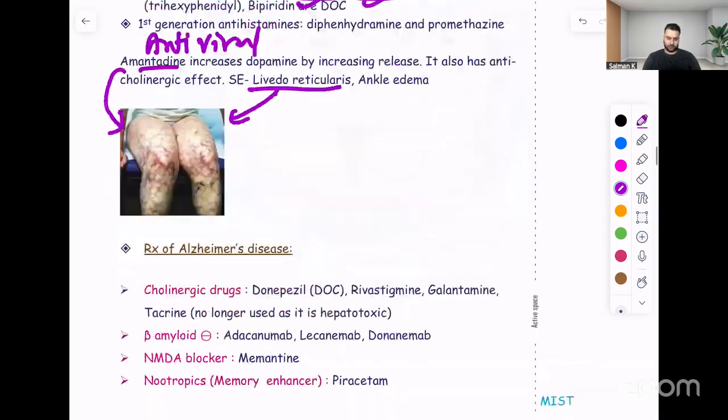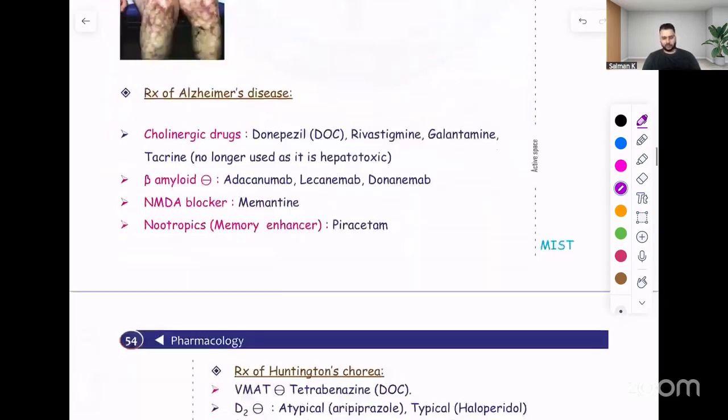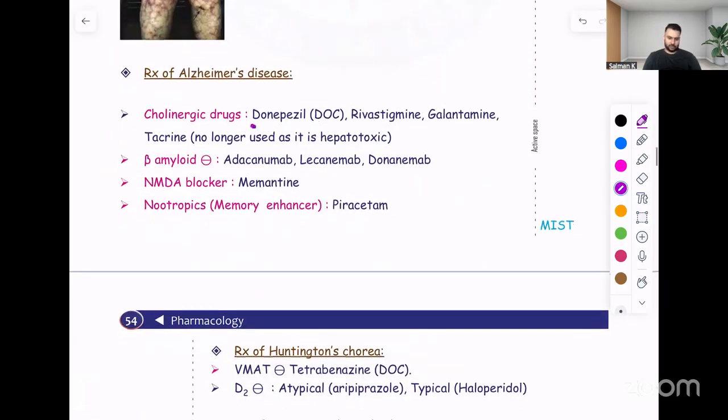Livedo reticularis. Now, when it comes to Alzheimer's disease treatment, you must all know, as usual, we have already learned this. What we can add to what we already learned before is there is a guy called beta amyloid that damages your brain, which is causing Alzheimer's disease. So we can block this bad guy. So we got some monoclonals who can do that.